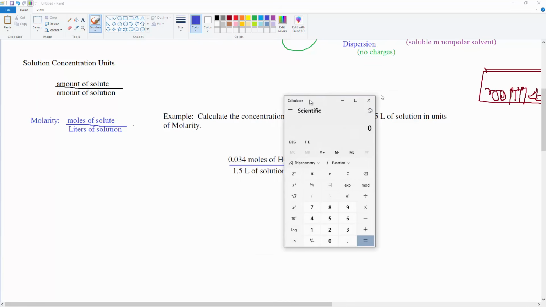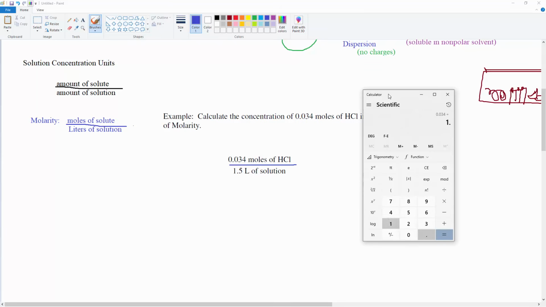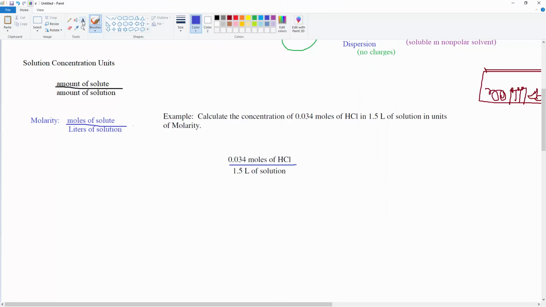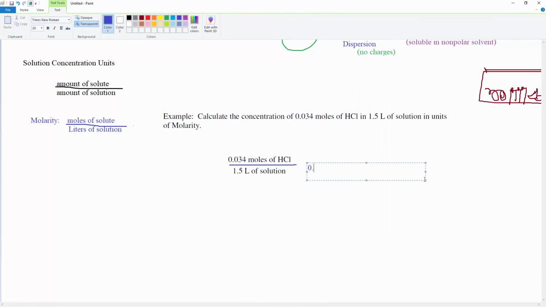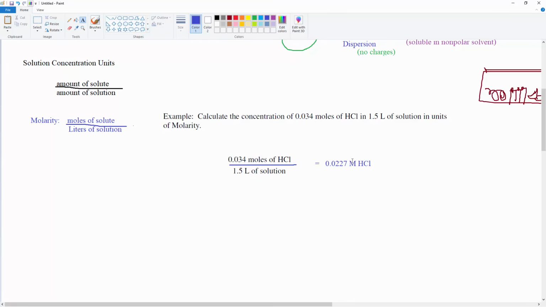There we go. 0.034 divided by 1.5, 0.0227. And molarity has the shorthand of a capital M. Capital M means molarity. Molarity means moles per liter. So when you see that capital M, HCl, that is saying this is a unit of concentration for HCl. Does that make sense?